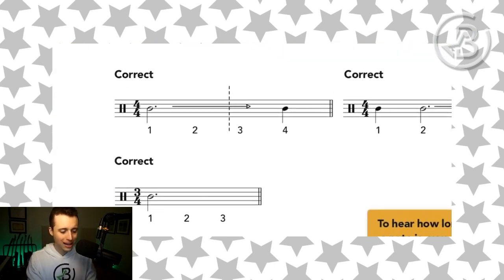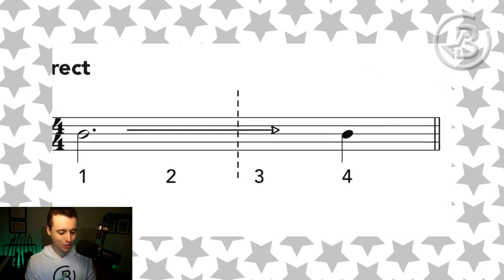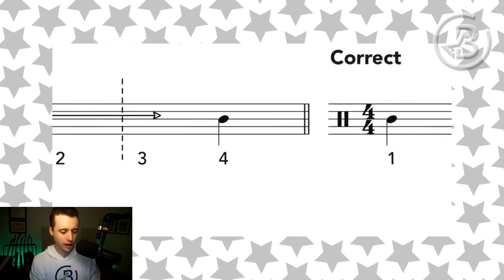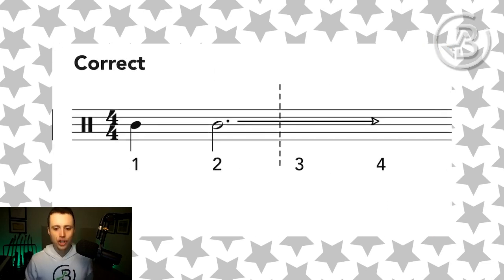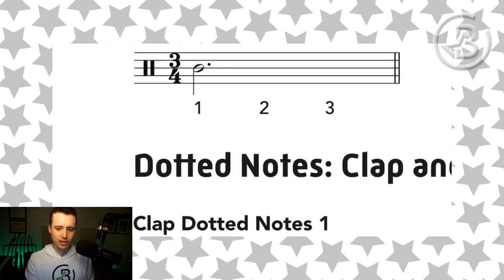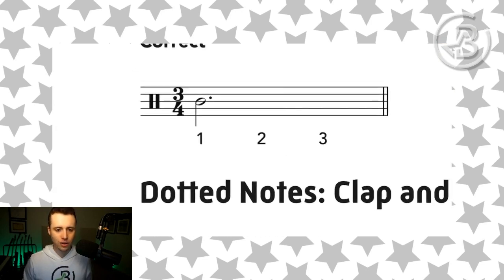We can see in 4/4, it is correct. We have already drawn for us that imaginary divide between beats 2 and 3, and we already have an arrow showing that the dotted half note starts on beat 1 and can go all the way through to beat 3, and it can go past that imaginary barrier. It is also correct to write a dotted half note in 4/4 on beat 2, on the weak beat, because it can pass through that imaginary divide between beats 2 and 3. Lastly, but not leastly, it is correct to write a dotted half note on beat 1 in 3/4.